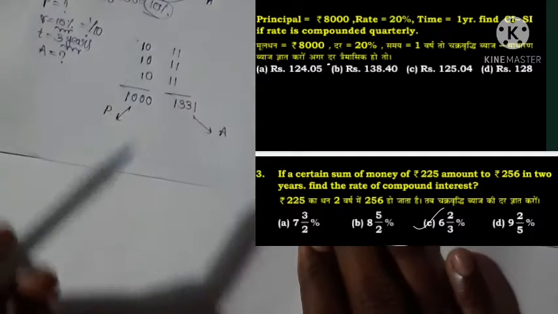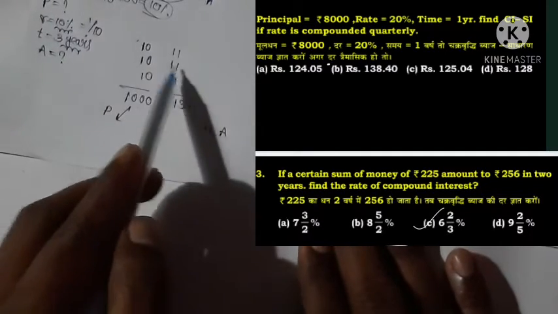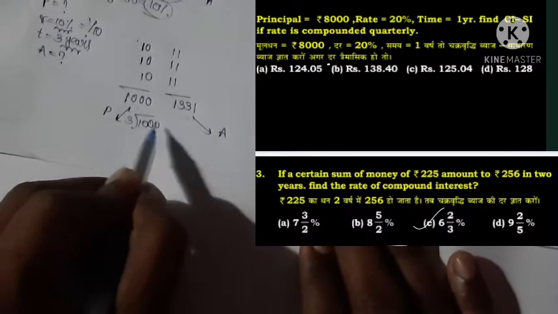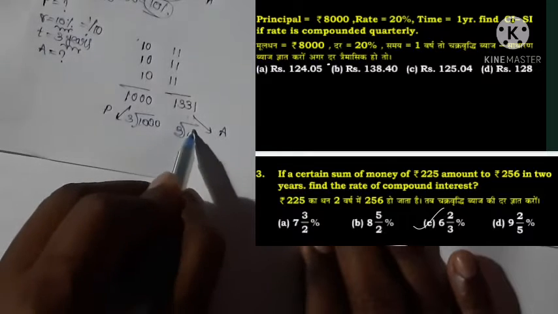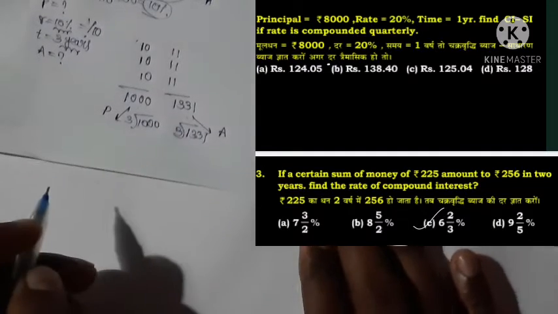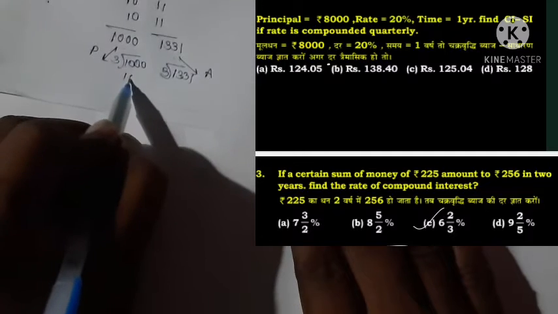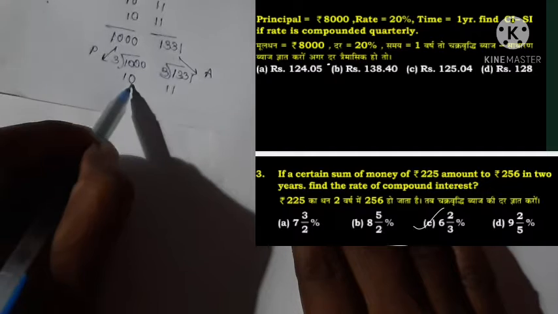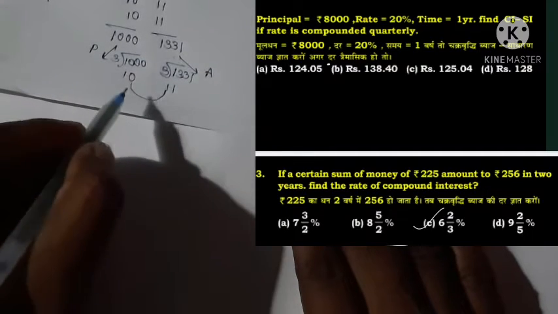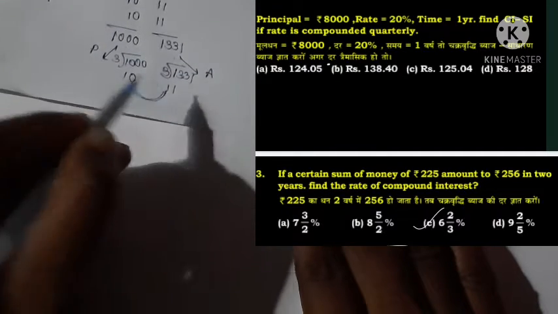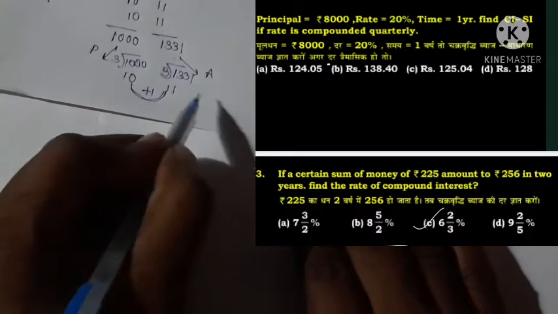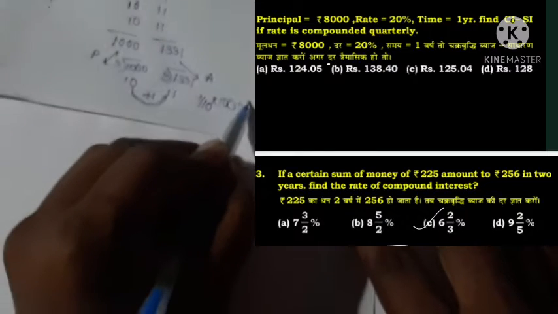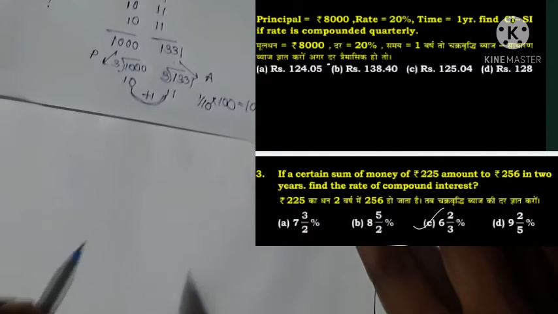For the first year, the principal and amount are the cube root of 1000 and the cube root of 1331. This value is 10, this value is 11. So it is increased by 1, so plus 1. So 1 by 10 into 100. So the value is equal to 10%.